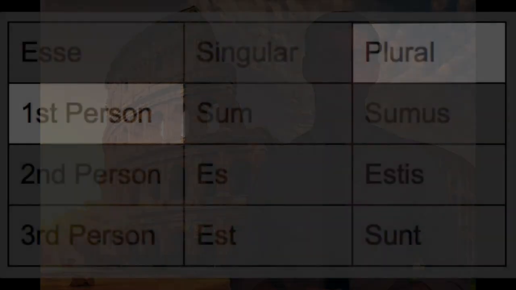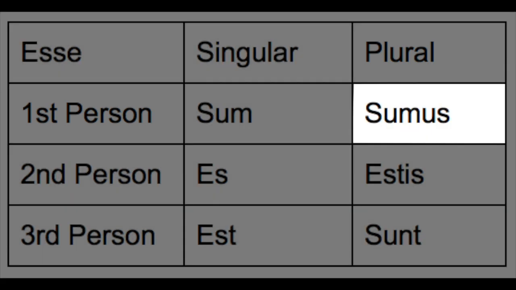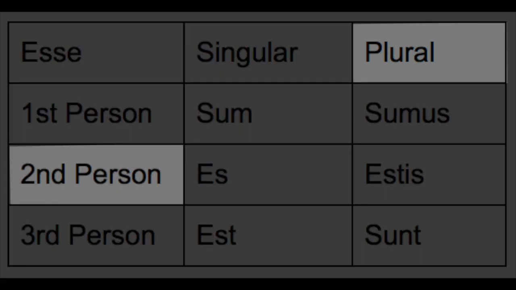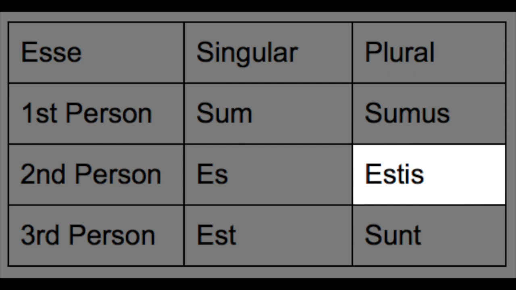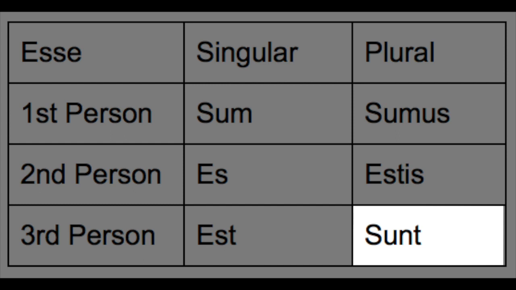Now, if we wanted to keep going, we could, but to make it brief, we will just point out that we are is sumus. You, plural, meaning I'm talking to more than one of you, is estis, you are. And they are, again, they being the plural form, is sunt.